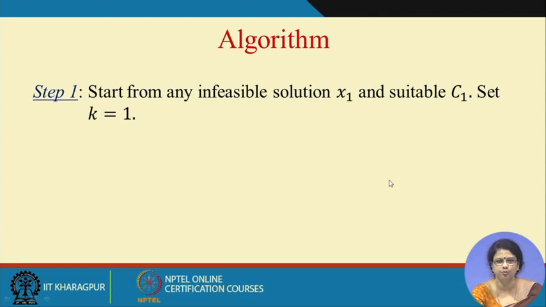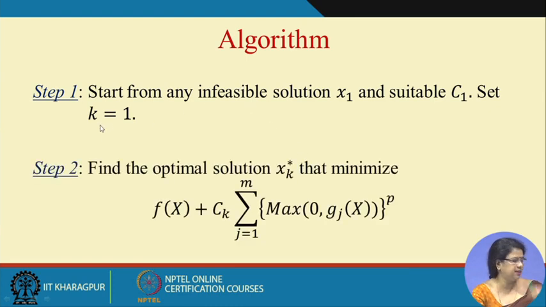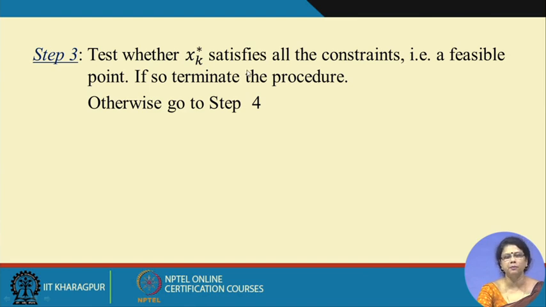For that we need the algorithm to solve the problem. For the algorithm, the first step is that we always start from the infeasible region. That is why we will check one point that is in the infeasible space, and from there we will select a suitable c_1, and we set the index k equal to 1. Then the corresponding unconstrained optimization problem would be f(x) plus c_k max of 0, g_j(x), to the power p. We will construct this unconstrained problem, then find the optimal solution for that unconstrained problem. Then test whether that optimal solution satisfies all the constraints or not.